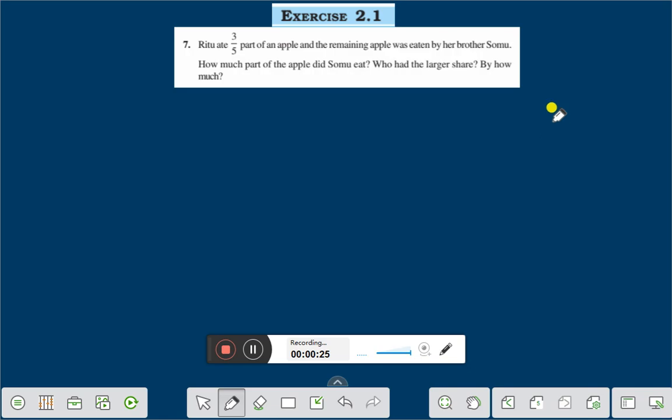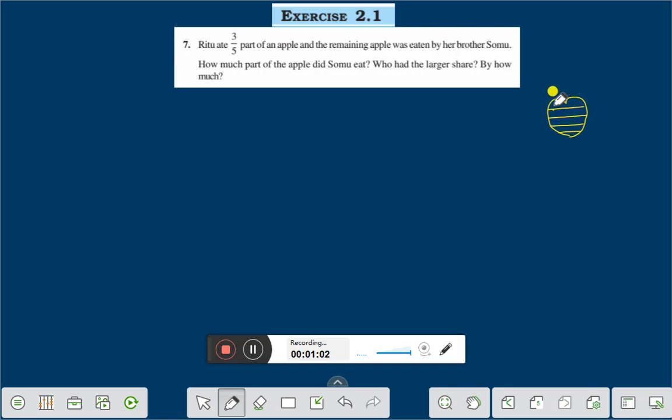Suppose we have an apple. This is an apple and we divide the apple into 5 equal parts, right? Suppose this is the first part, this is the second part, this is the third part, this is the fourth part, and the next one is the fifth part, right? 1, 2, 3, 4 and 5, 5 equal parts, right? Now Ritu ate 3 by 5 parts, right?